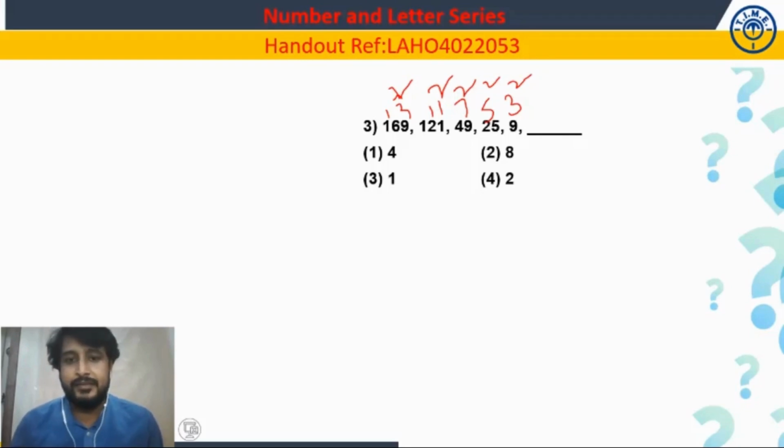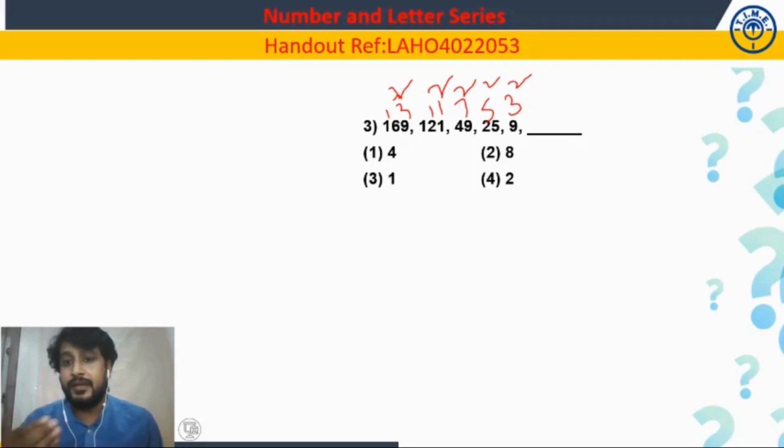Now 169 is 13 square, 121 11 square, 49 is 7 square, 25 is 5 square and 9 is 3 square. It's fine. Logic is square. But what are the given numbers? 13, 11, 7, 5, 3. It comes under which classification? These numbers comes under which classification? 13, 11, 7, 5, 3.